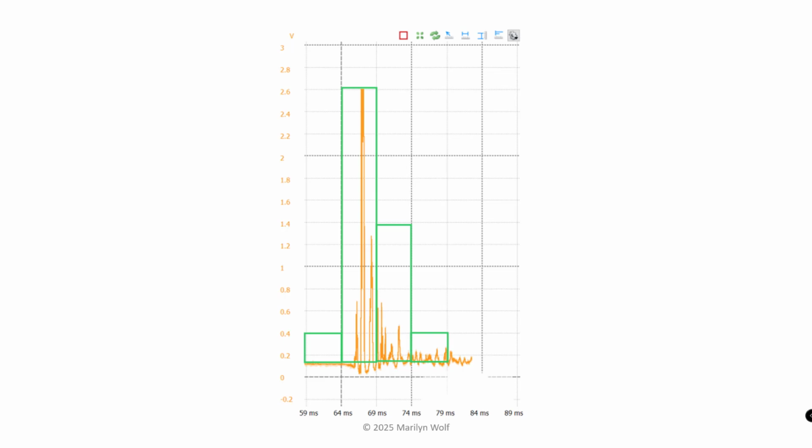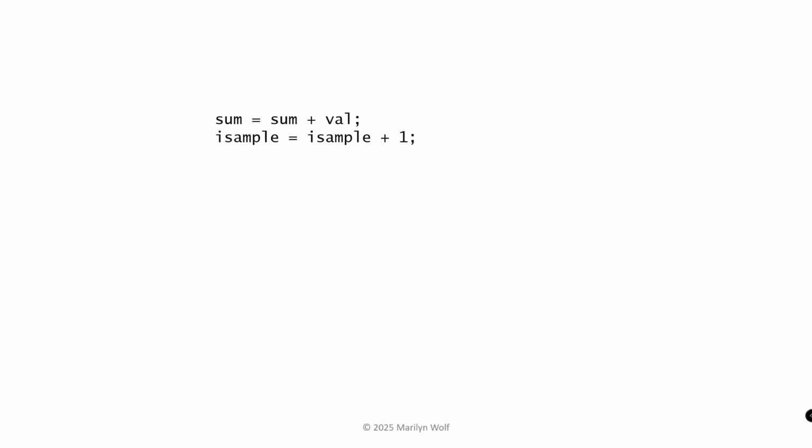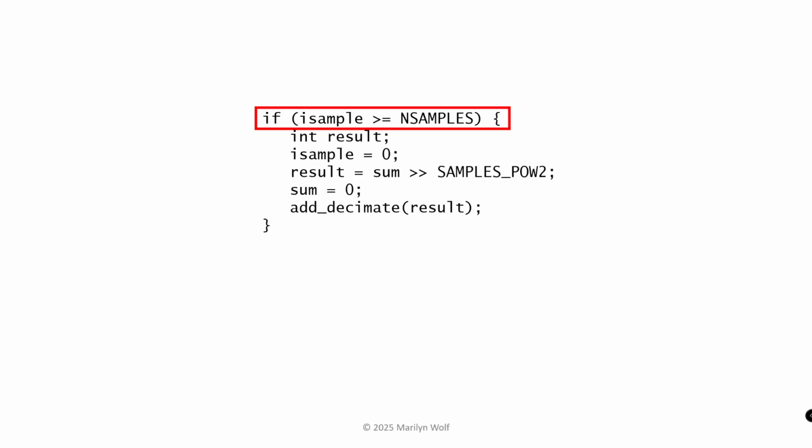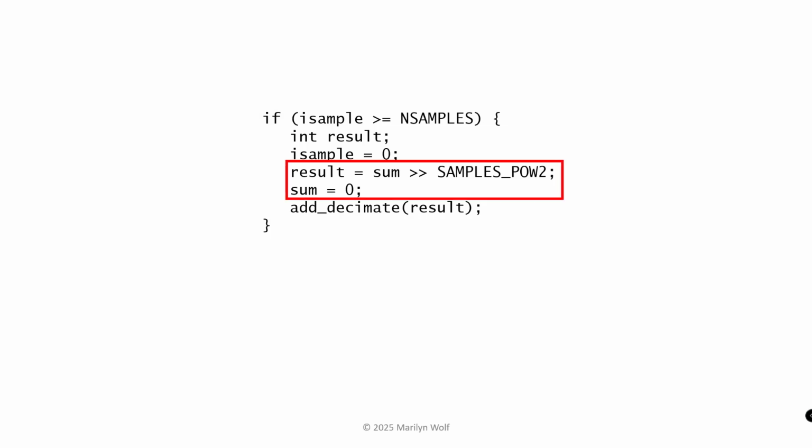we're looking for. In order to decimate the signal, we add together several successive samples of the waveform. Once we've collected the number of samples that corresponds to the rate at which we're decimating the signal, we will take that sum, divide it by the number of samples in order to get an average value, and then we'll put that into a buffer.